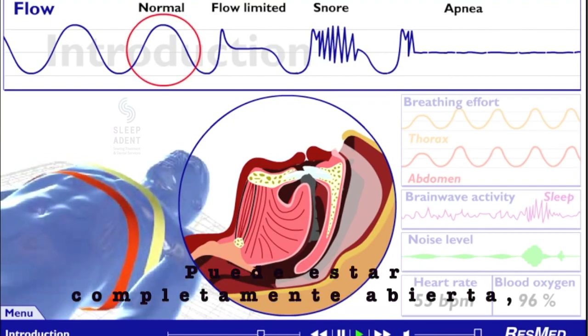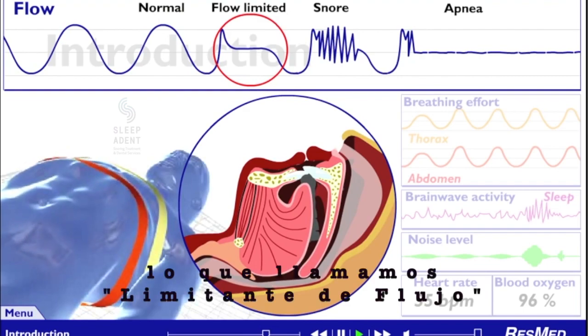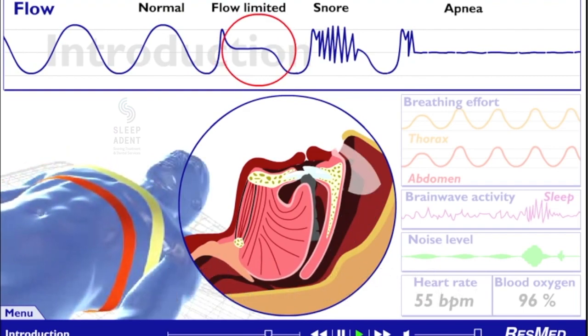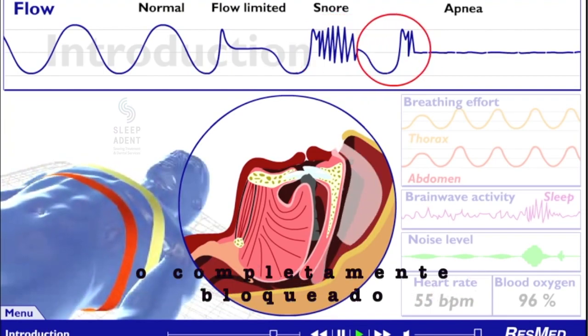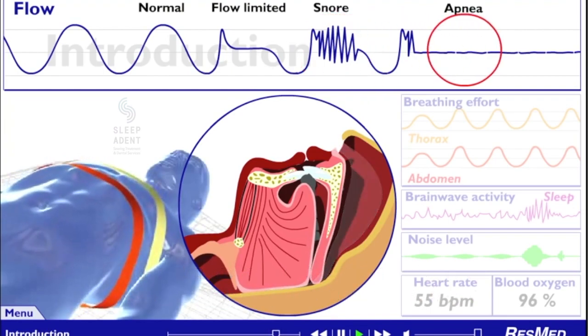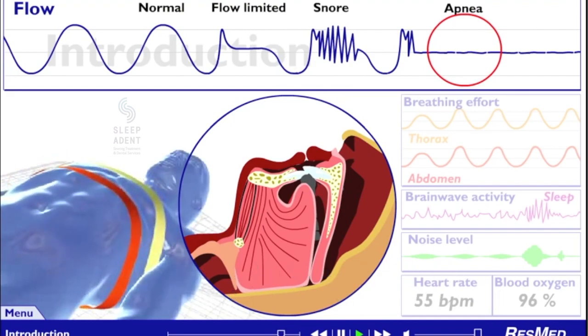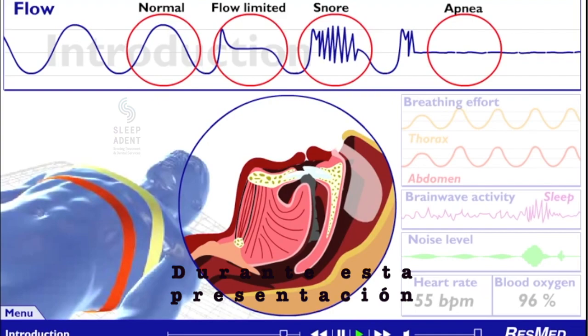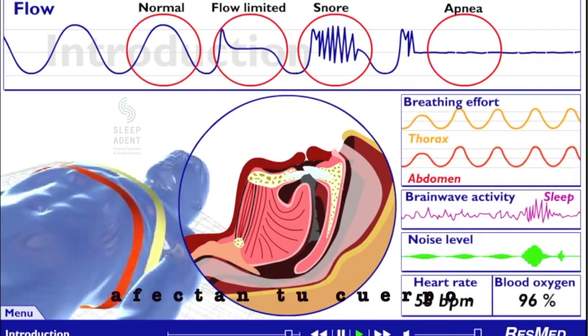It may be fully open. It may be narrowed to some extent, which we call flow limitation. It may vibrate, which is heard as snoring, or it may be completely blocked. This is called obstructive sleep apnea, or OSA. During this presentation, you will be able to see and hear how these changes affect your body.